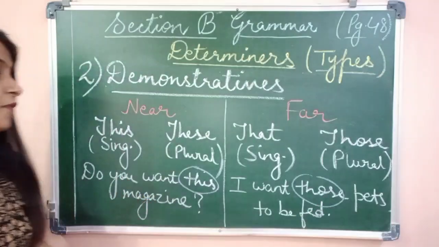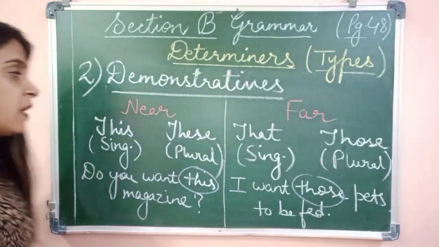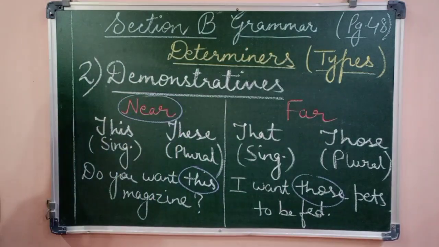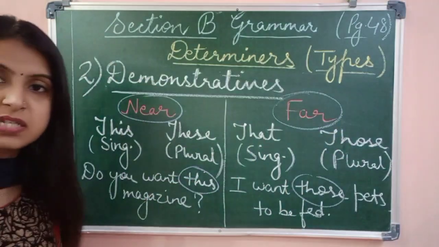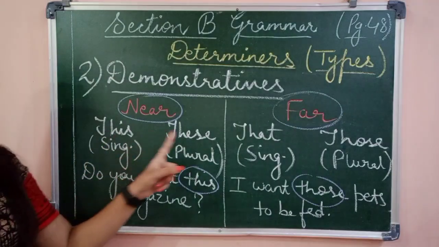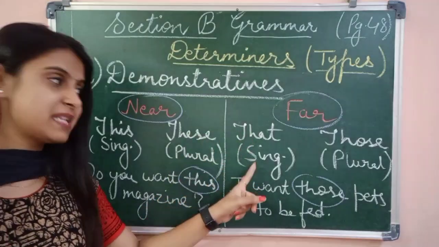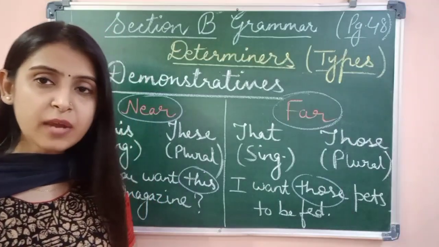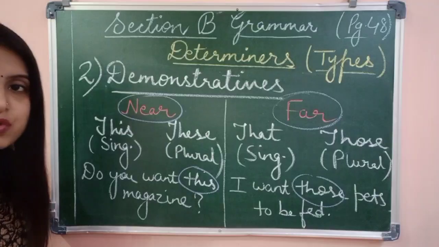So I hope the difference between this, that, these and those is clear to you. This and these are used to point at nouns that are near. That and those are used to point at nouns that are far, at a distance. This is used before singular nouns. These is used before plural nouns. That is used before singular nouns. Those is used before plural nouns. So we are done with the second type of determiner, that is demonstratives.